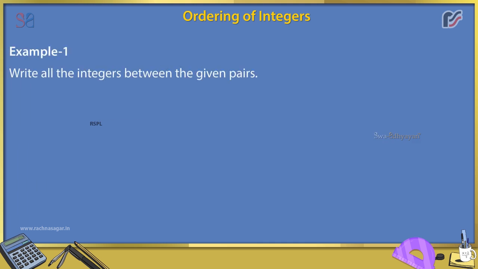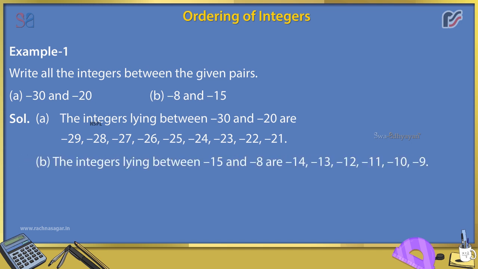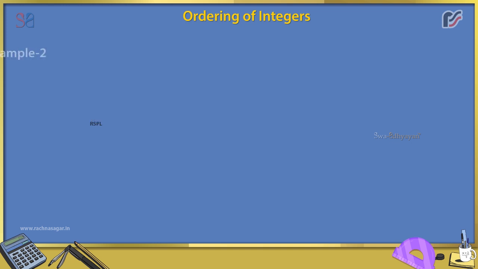Example 1. Write all the integers between the given pairs. A. Minus 30 and minus 20. B. Minus 8 and minus 15. Solution. A. The integers lying between minus 30 and minus 20 are minus 29, minus 28, minus 27, minus 26, minus 25, minus 24, minus 23, minus 22, minus 21. B. The integers lying between minus 15 and minus 8 are minus 14, minus 13, minus 12, minus 11, minus 10, minus 9.